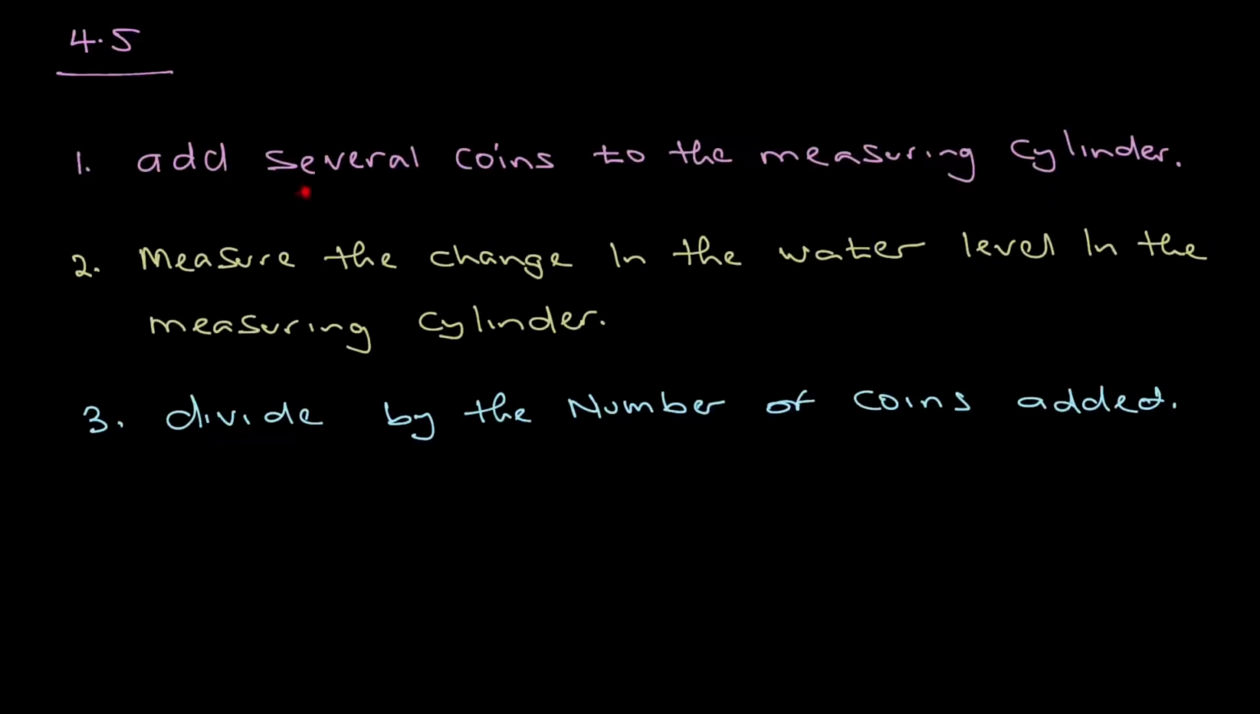Question 4.5. Describe how the student could use a displacement method to determine an accurate value for the volume of a single coin. 1. Add several coins to the measuring cylinder. 2. Measure the change in the water level in the measuring cylinder. 3. Divide by the number of coins added.